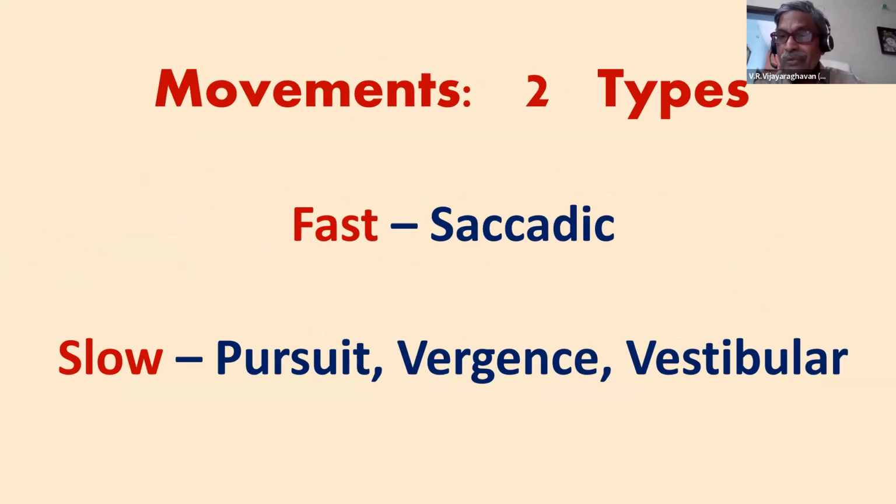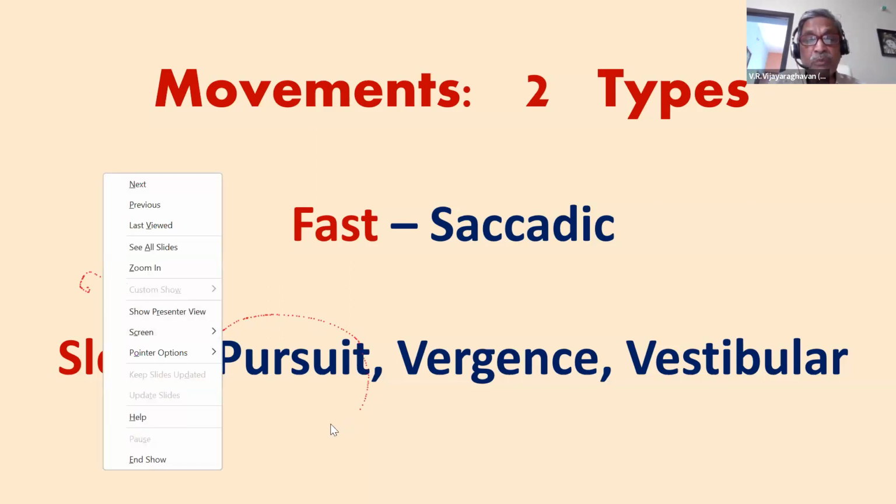Then what is slow? Suppose one person is there and I fix on that person. He has come to my retina, the macula, the fovea. I have fixed him. Now that person is moving. I want to follow him so that he continues to remain on my retina properly, so that I can fix him always. When the person is moving and I am following that person, it is called pursuit movement. Never forget this. Pursuit means you are following a person.